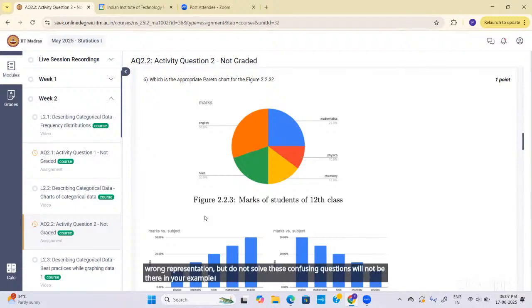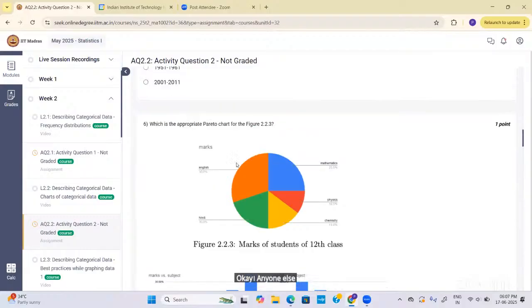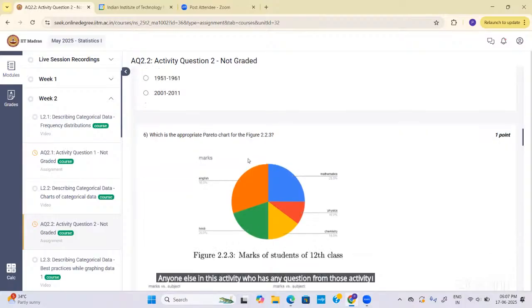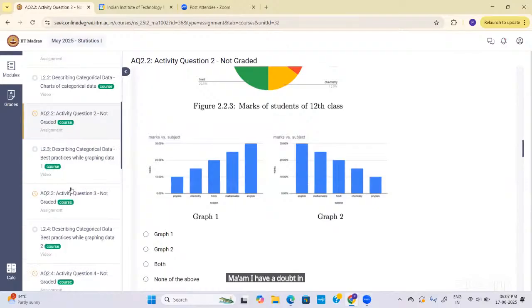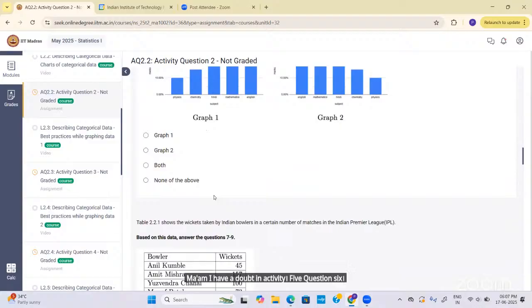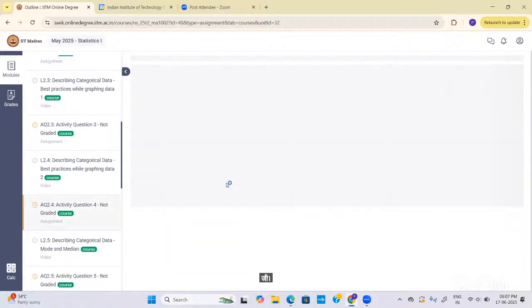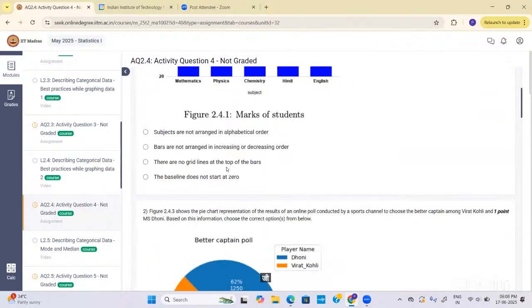Ma'am, I have a doubt from activity 2.4. Okay, anyone else in this activity who has any question from this activity? 2.2. Ma'am, I have a doubt in activity 5, question 6. In this only? No, ma'am, activity 2.4, figure 2.5. 2.4 please. Okay, activity 2.4, question number, figure 2.4.6.